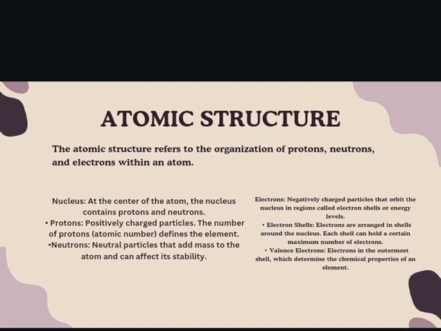Electron shells. Electrons are arranged in shells around the nucleus. Each shell can hold a certain maximum number of electrons. Valence electrons. Electrons in the outermost shell determine the chemical properties of an element. An atom comprises three different particles known as protons, neutrons, and electrons. The protons and neutrons come together in the center of the atom to form the nucleus.